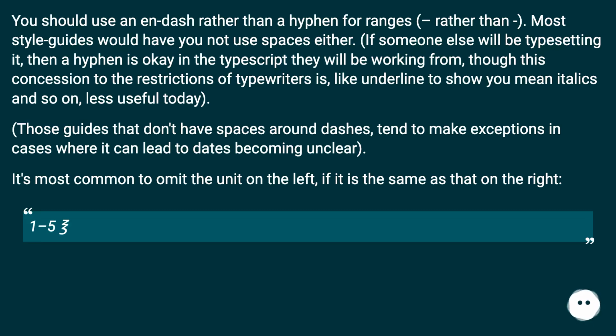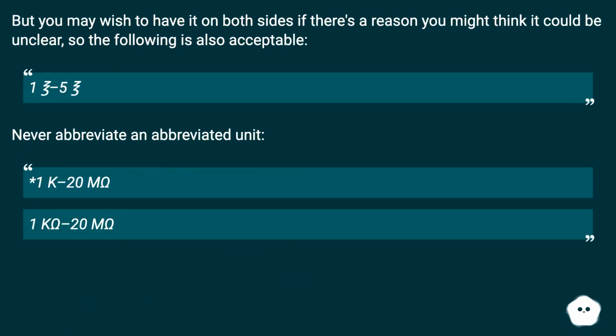to dates becoming unclear. It's most common to omit the unit on the left if it is the same as that on the right: 1 to 5. But you may wish to have it on both sides if there's a reason you might think it could be unclear, so the following is also acceptable: 1 to 5. Never abbreviate an abbreviated unit. Asterisk: 1k to 20mΩ. Correct: 1 kΩ to 20 mΩ.